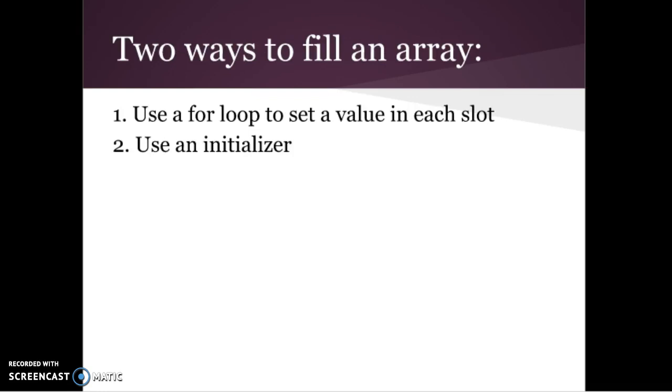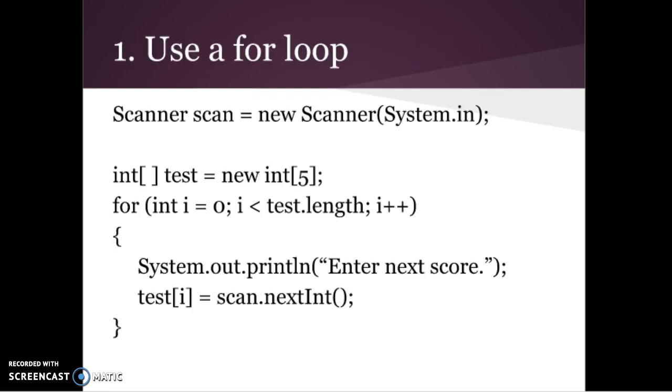All right, so there's two different ways to fill an array with items. One way is to use a for loop, and the other is to use an initializer. I'm going to show you both. To do this with a for loop, I made a scanner here, and then you can see on this line I've declared and initialized the array, so I have an array with 5 spots in it, and it's open right now. There's nothing in it.